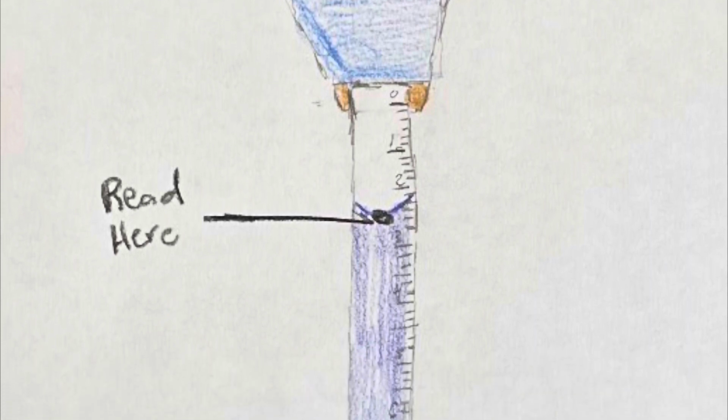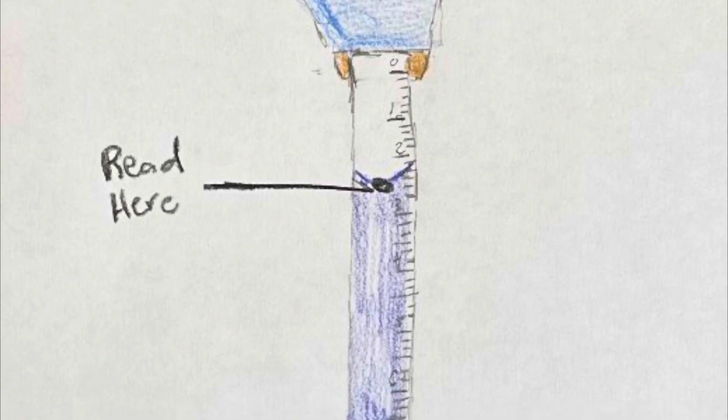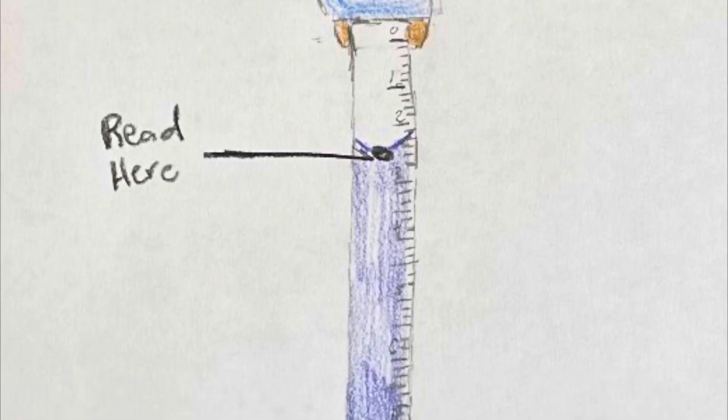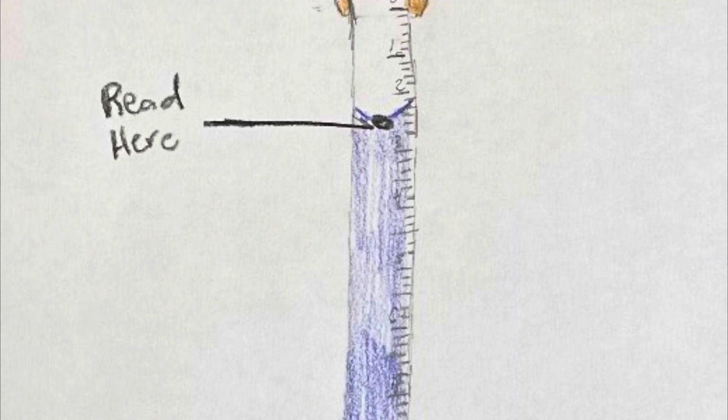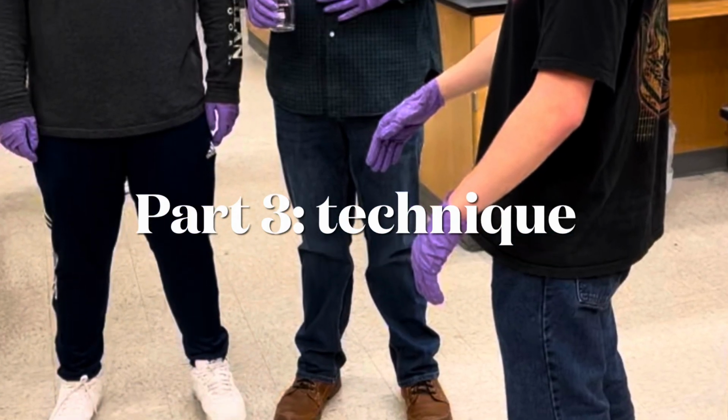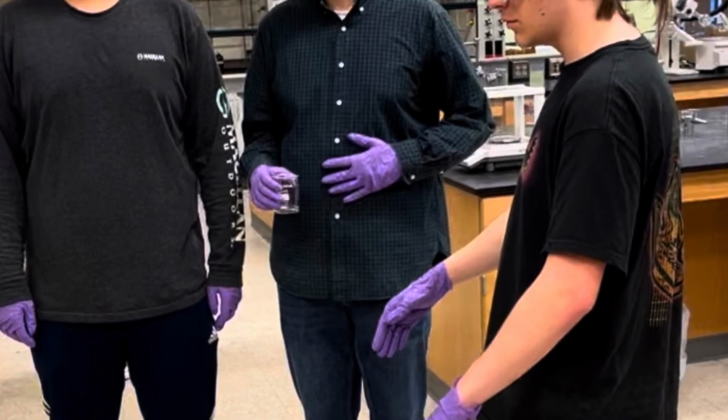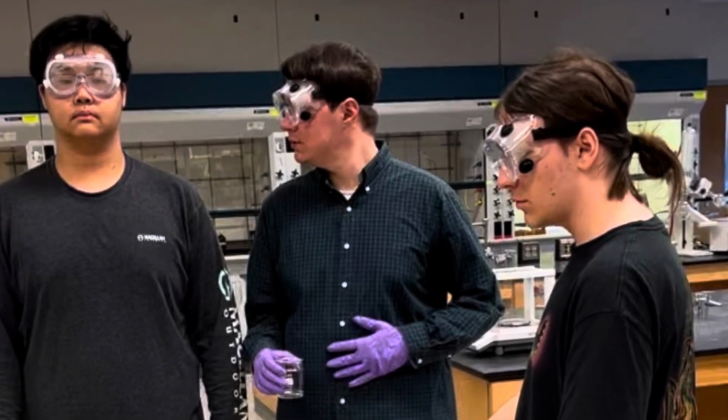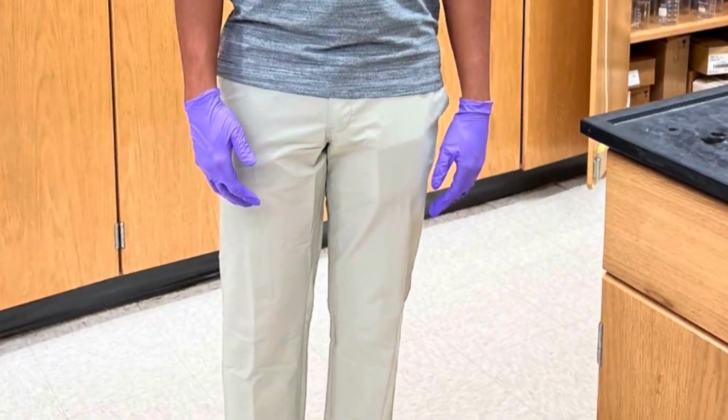To record the volume using the pipette or graduated cylinder, subtract the initial recorded volume from the final recorded volume. All members of the lab group are seen wearing proper clothing for the lab, which are closed-toe shoes, long pants, goggles, tied-up hair, and gloves.